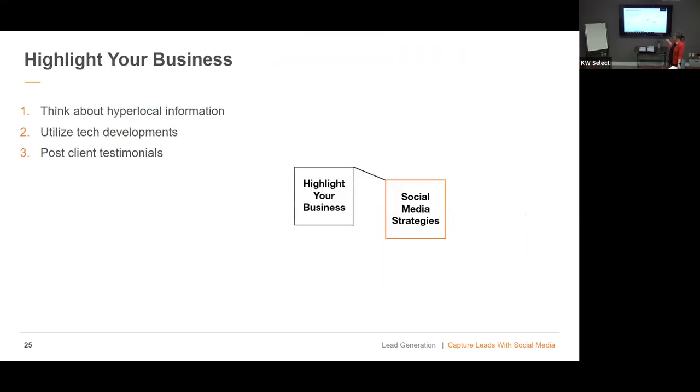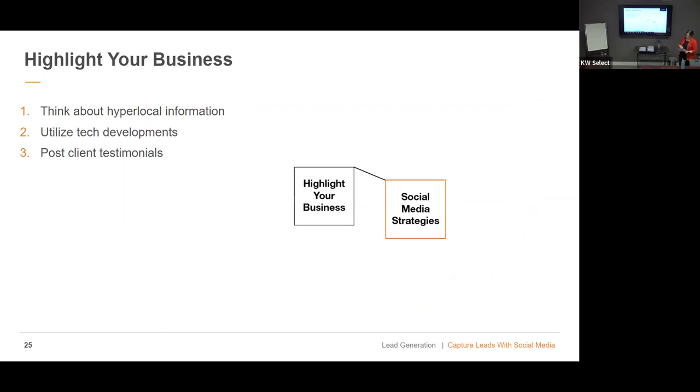So when you think about highlighting your business on social media, you want to make sure you're keeping people aware of the market trends, what's going on in real estate. And so you want to think of that hyper-local information that I mentioned. Market stats are helpful for that. Even just NSAR's news, CREA's news, all of those different sources. You can find information that is relevant to people in your neighborhood.